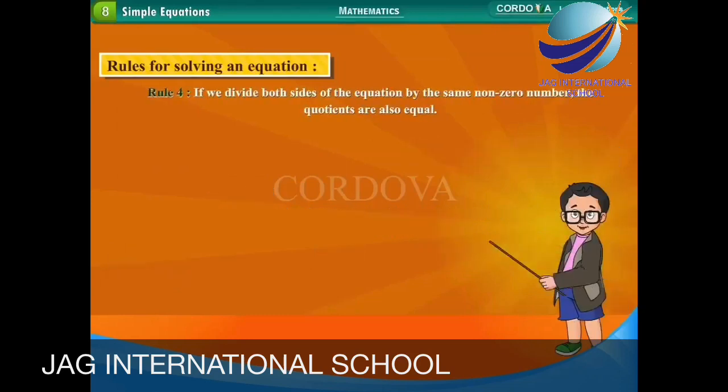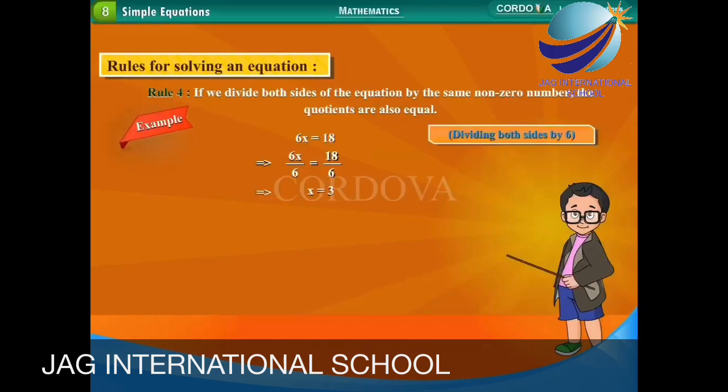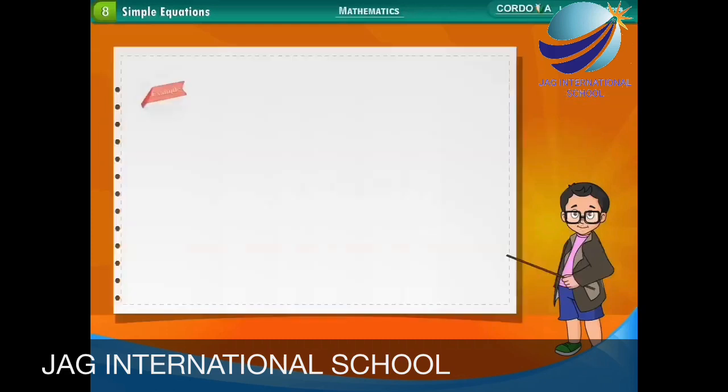Rule 4. If we divide both sides of the equation by the same non-zero number, the quotients are also equal. For example, 6x is equal to 18. This implies 6x upon 6 is equal to 18 upon 6, dividing both sides by 6. This implies x is equal to 3.